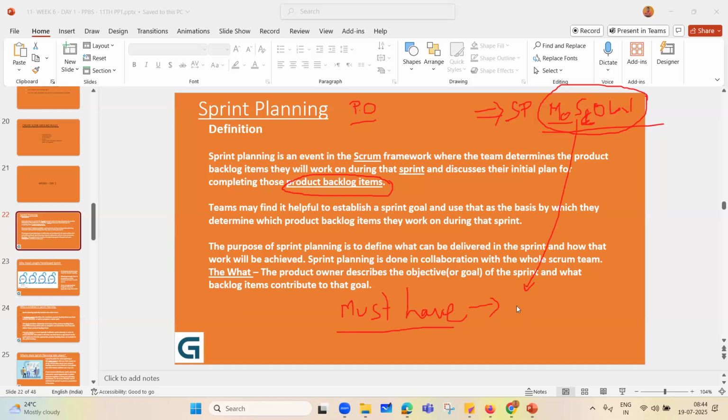Okay, S, what will it indicate? S will talk about should have. Okay, and CO, what will CO indicate, Niti? In Moscow, what will CO indicate? Could have. Thank you. So it will indicate could have. But now the W is most important. What will W indicate? Who can tell me? Won't have. Yes, absolutely right.